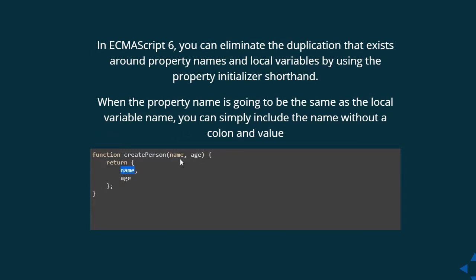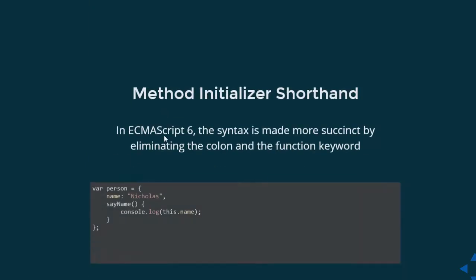If you are returning the name and age only, then you can write it like this. So when the property name is going to be the same as the local variable name, you can simply include the name without a colon. That is an important aspect. You will see in a lot of places, you would expect name colon name, age colon age. But if the property name and value are the same, then you can directly write it something like this. This is called object shorthand.